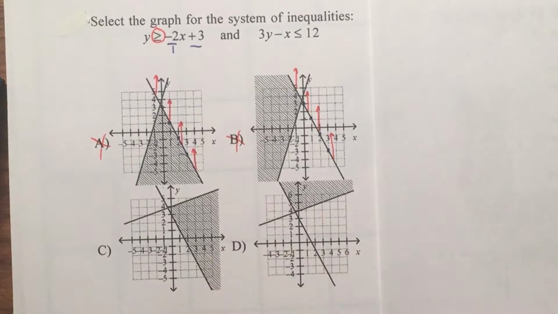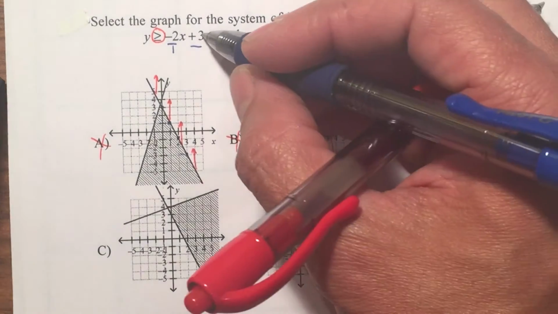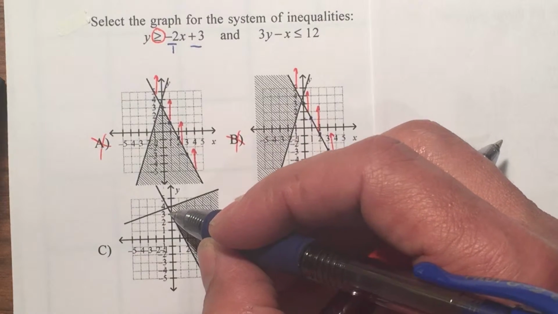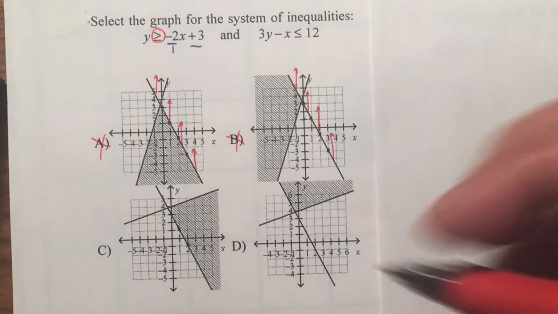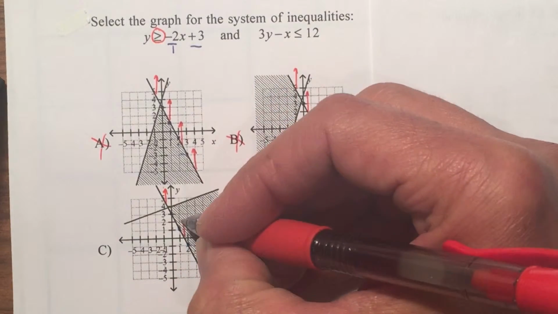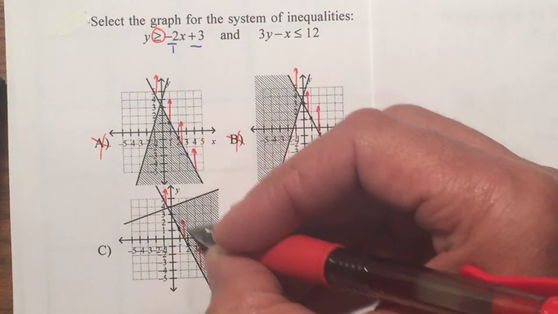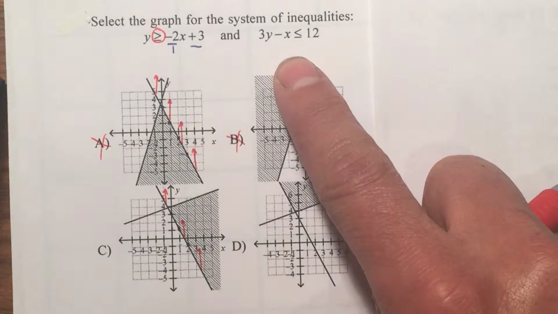Let's try letter C. Y-intercept is 3. 1, 2, 3. My slope is down 2 and over 1. And I need to shade the top section. And that one did get shaded. So let's continue with the second one.